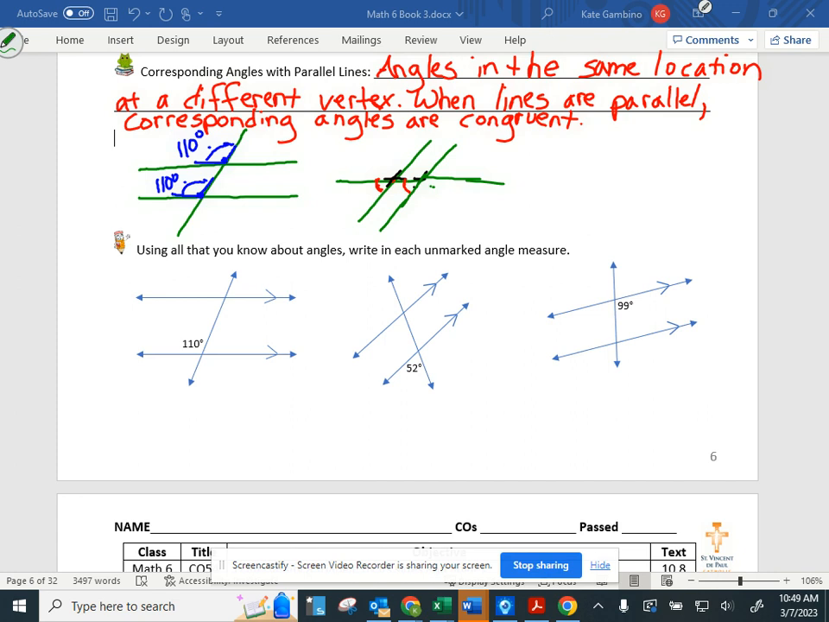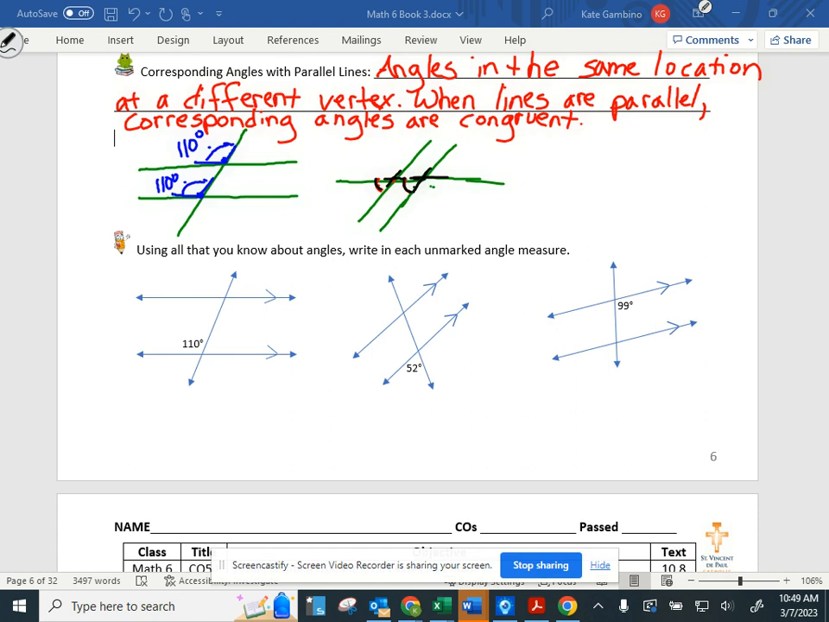Sometimes it's really easy to see. Sometimes when they're closer in measurement degrees, like 88 degrees versus 92 degrees, it's harder to see that difference. But they have to be in that same location of the X. So this one was in that lower left corner of the X, so its corresponding angle would be the lower left corner of the X.